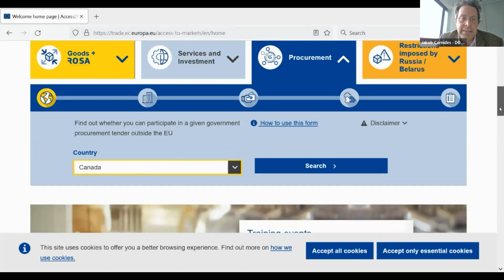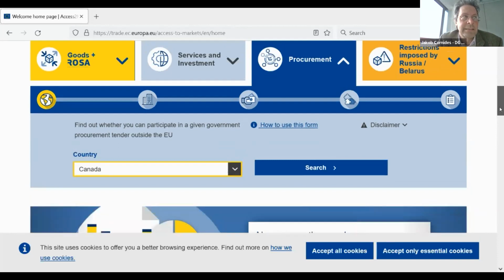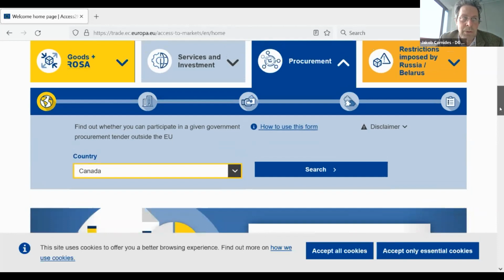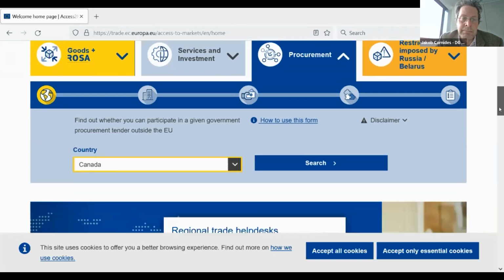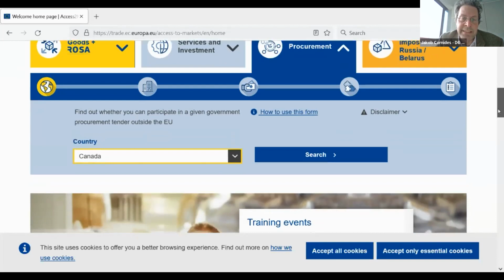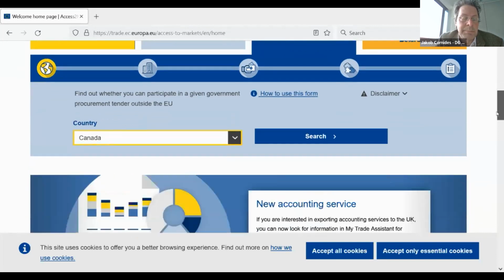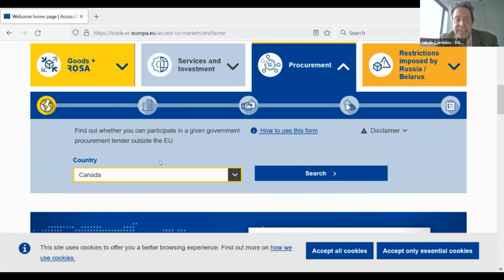And thirdly, there are also value thresholds, because generally one doesn't cover small value procurements in international agreements, but only procurement above certain value thresholds, and these may vary according to the subject matter and the procuring entities. So let us go in medias res and demonstrate this.